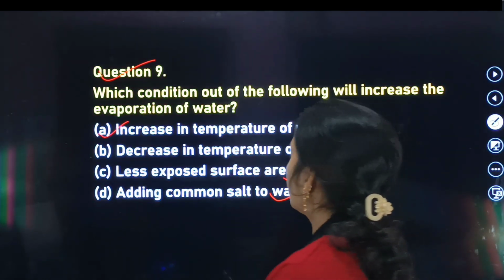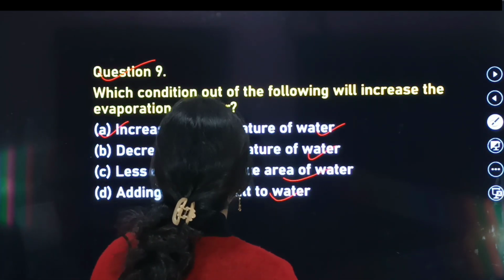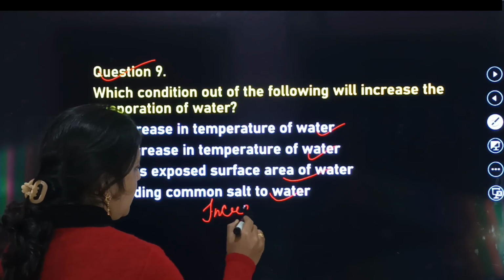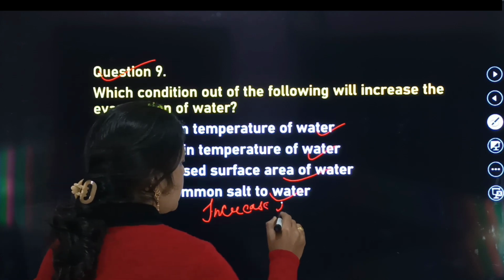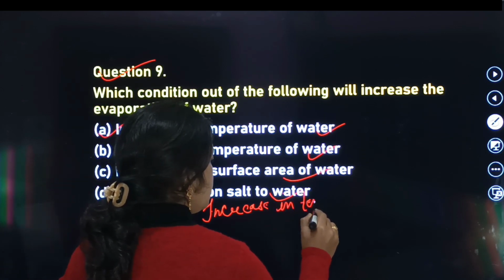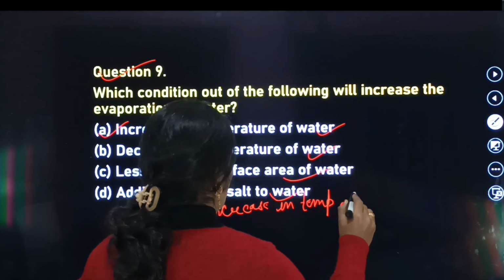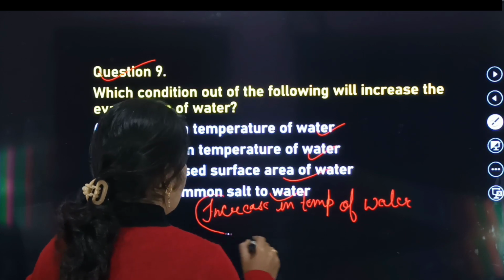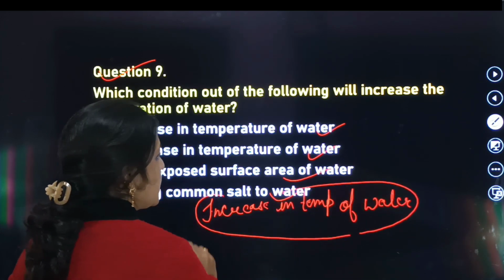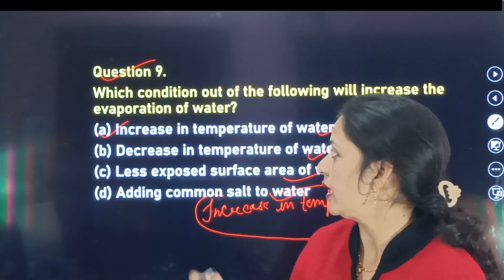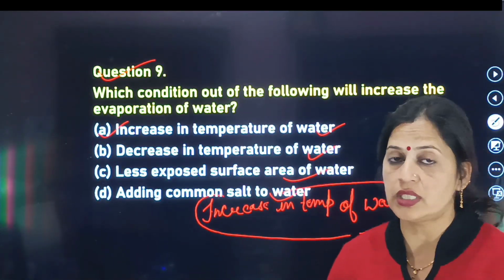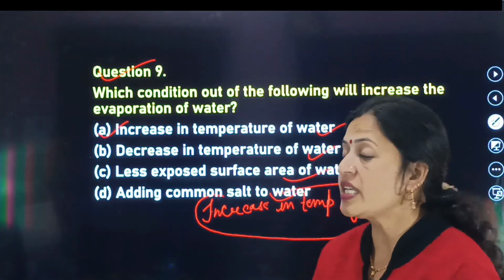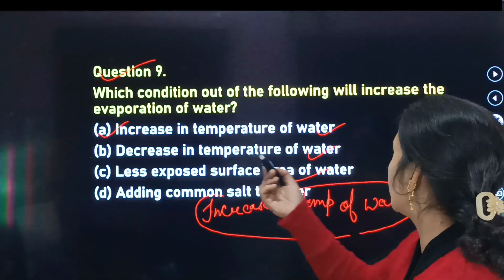तो इसमें जो कंडीशन इवेपोरेशन ऑफ वाटर को इंक्रीज करती है बेटे, दैट इज अगर हम टेम्परेचर को इंक्रीज करें, दैट इज इंक्रीज इन टेम्परेचर ऑफ वाटर. अगर हम वाटर के टेम्परेचर को इंक्रीज करते हैं, एट दैट टाइम वी कैन से दैट दिस कंडीशन इंक्रीज द इवेपोरेशन ऑफ वाटर.